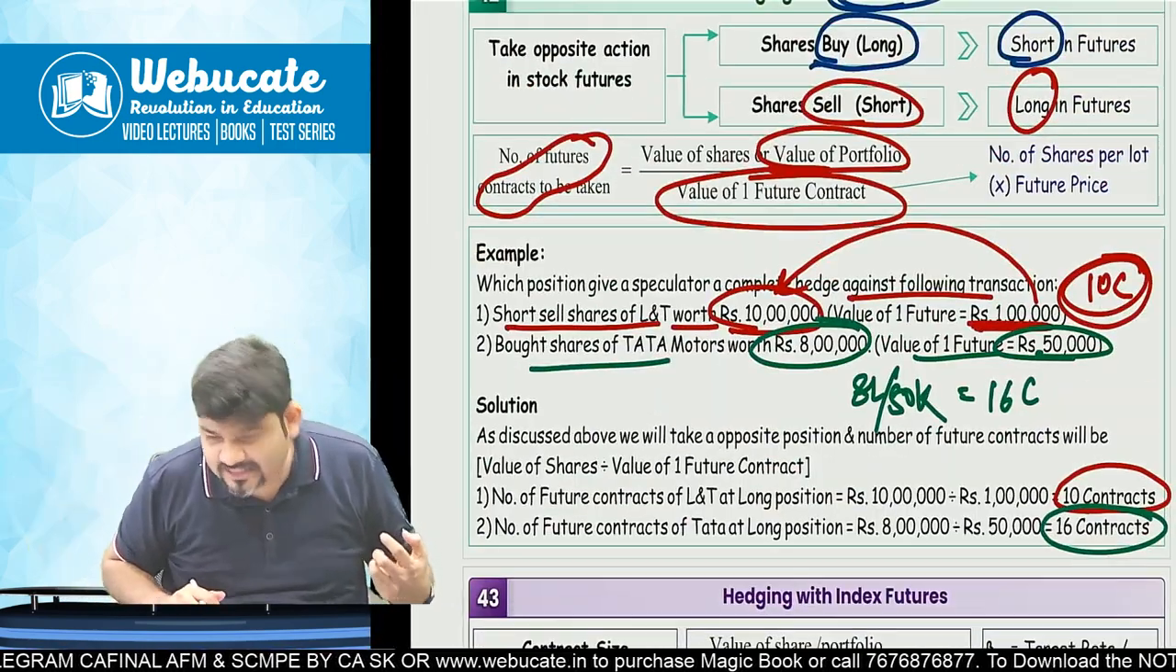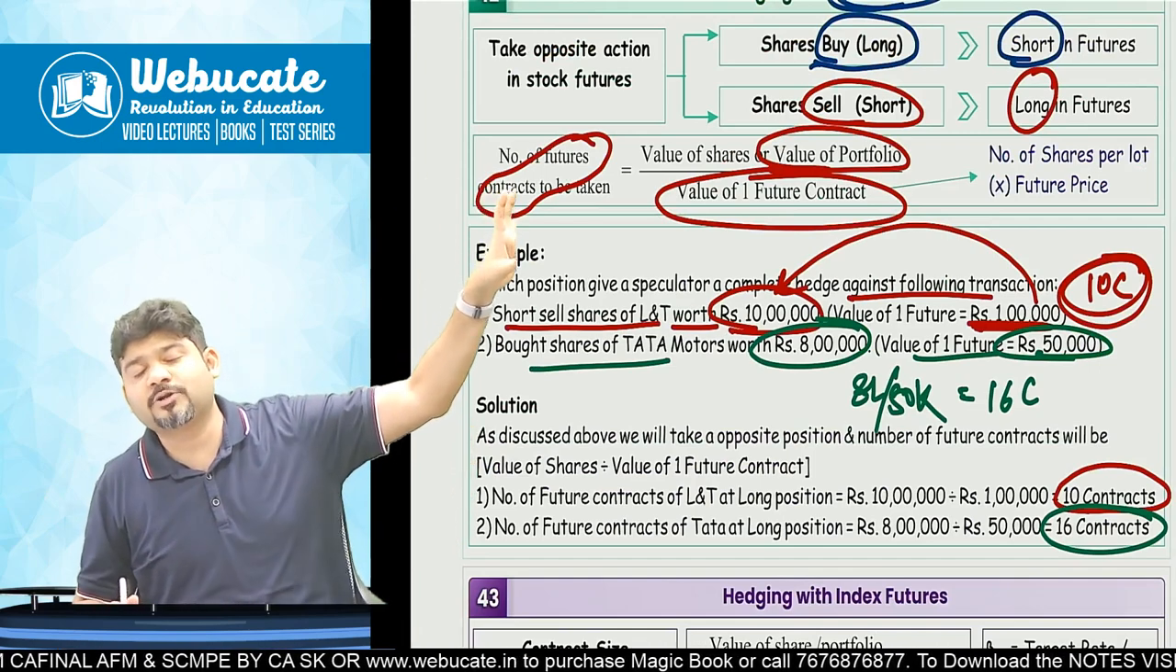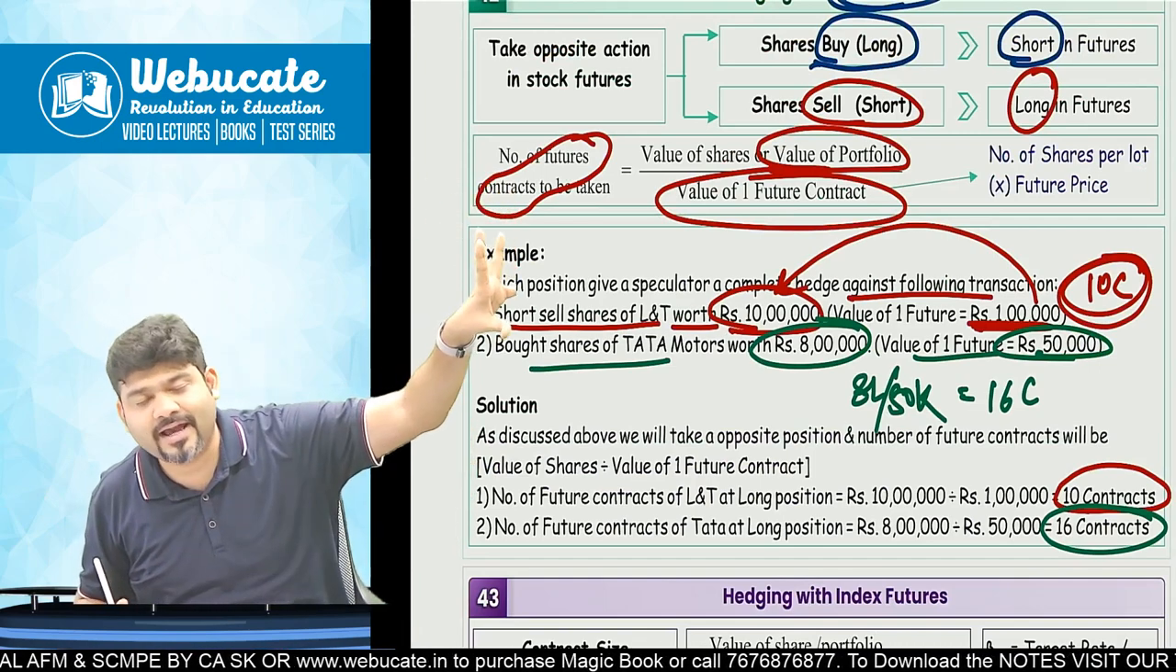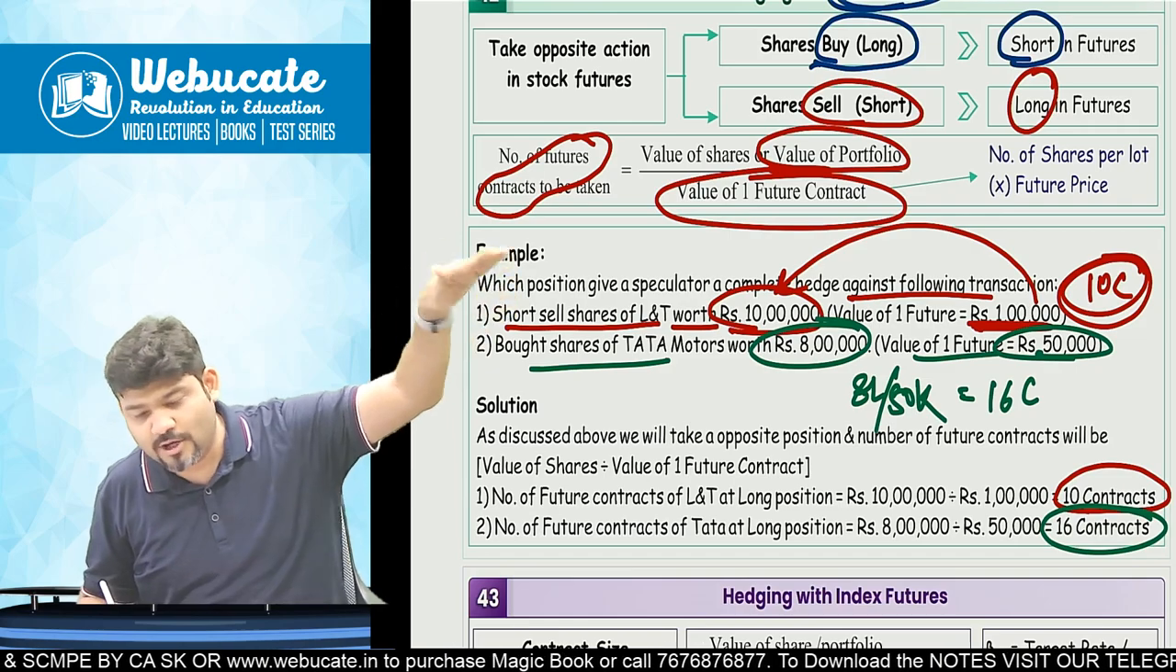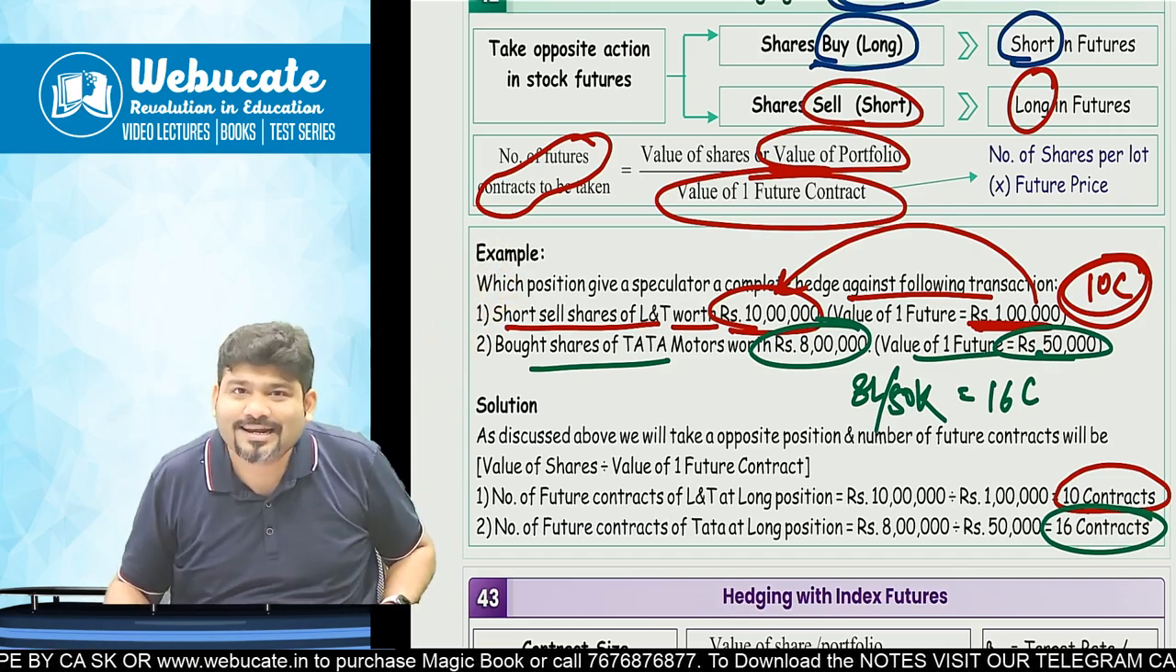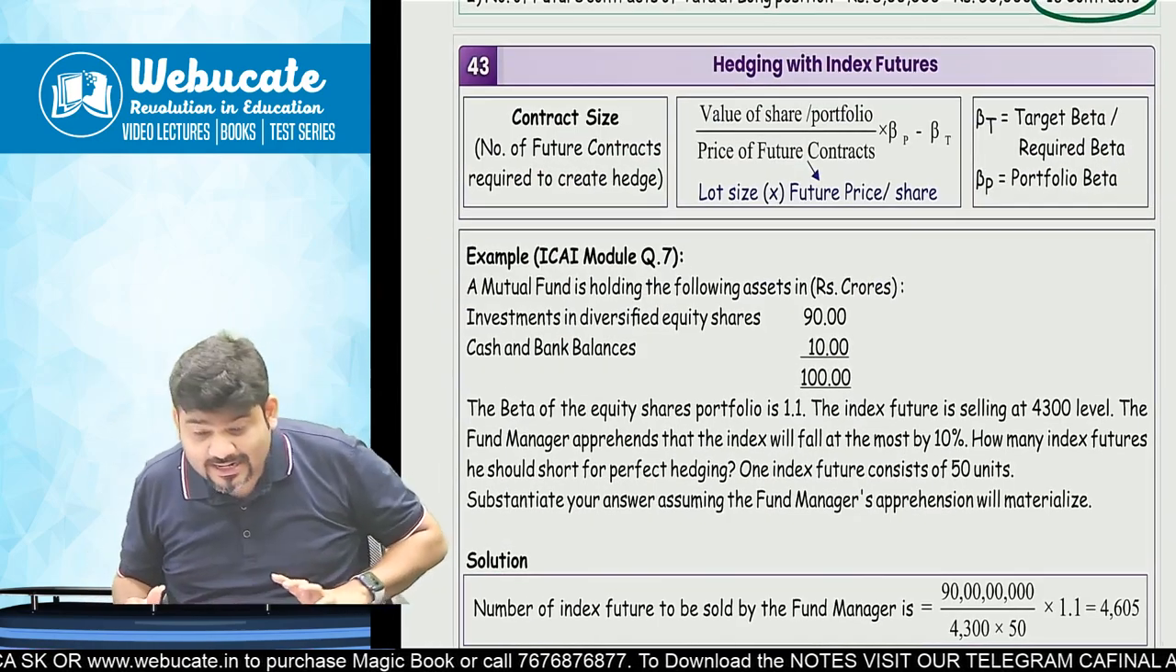Let's start with that. So are you clear with how many contracts are to be required? Value of portfolio divided by value of one future contract. Done. Next is hedging with index futures.